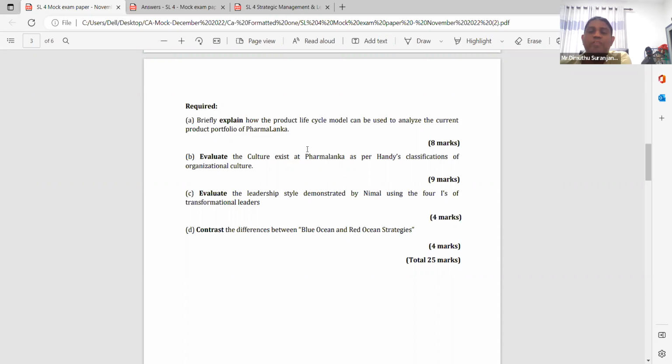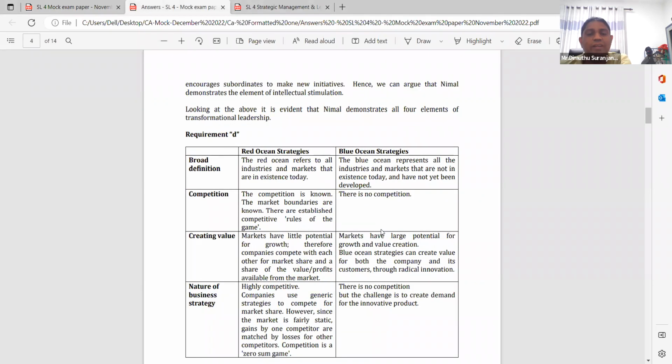Blue ocean is based on innovation concepts. Red ocean is based on existing product concepts. So in blue ocean, competition is not applicable since you are introducing a new product to the market. An untouched market is being served. In red ocean, you are going to compete in the existing marketplace, similar to a market penetration strategy. It's a theory actually. You can handle that part very easily.